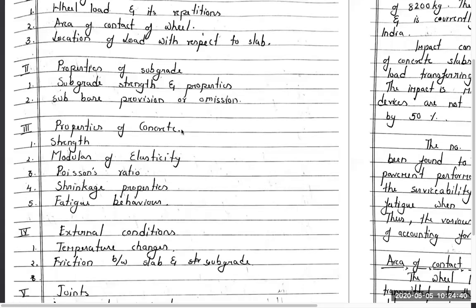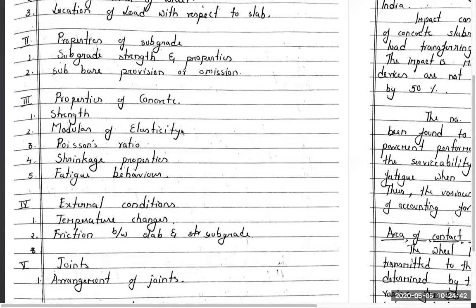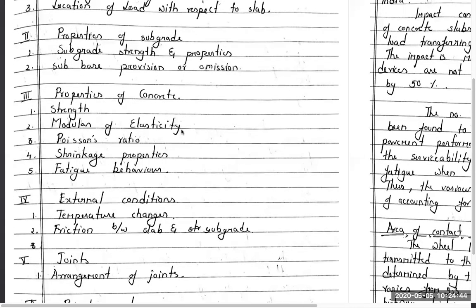Then if you are going for concreting, then what type of grade of concrete, what is the strength of it, what will be the modulus of elasticity, Poisson's ratio, mu, shrinkage properties. These modulus of elasticity, E of concrete, and mu, everything comes in the analysis of the stresses. So when you are finding out the stress in rigid pavement due to wheel load, then we require these values of E, mu, and all.